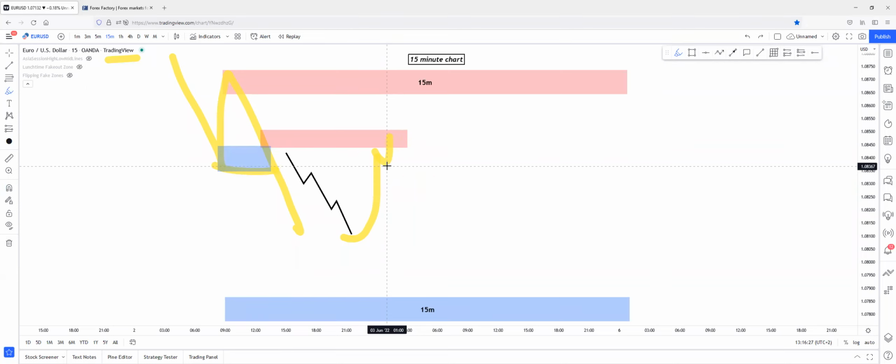It's obvious, right? Because 5-minute and 15-minute structure will always be stronger than the 1-minute structure. And this goes for the zones too. 5-minute and 15-minute zones are stronger than the 1-minute zones. So these 5-minute and 15-minute zones are levitating price back up to them.